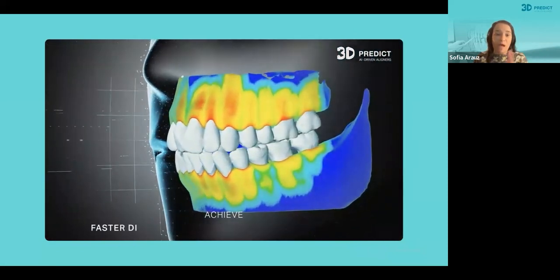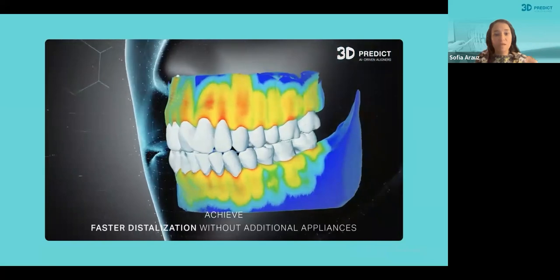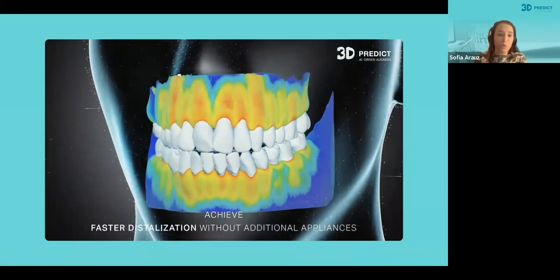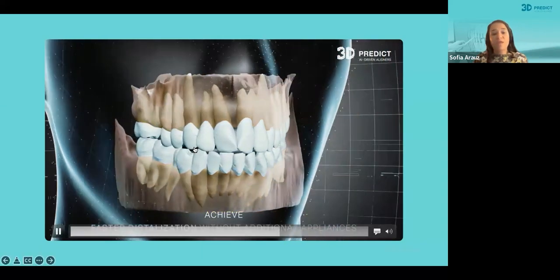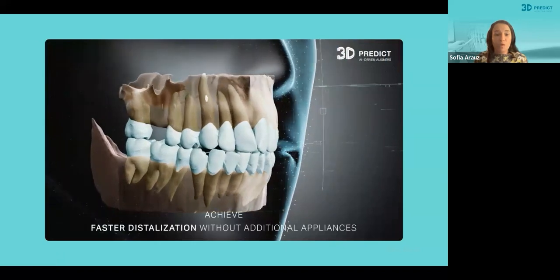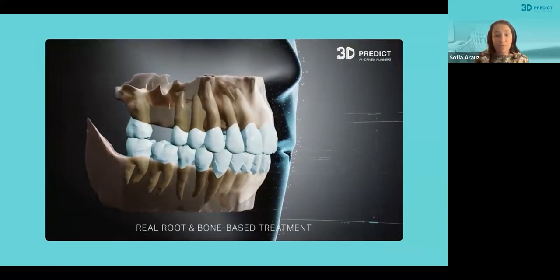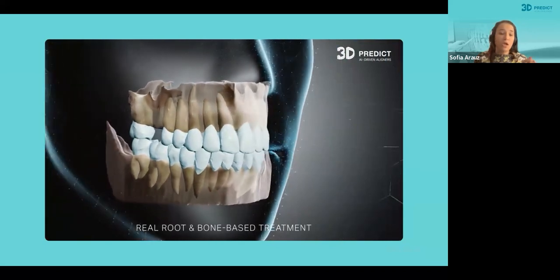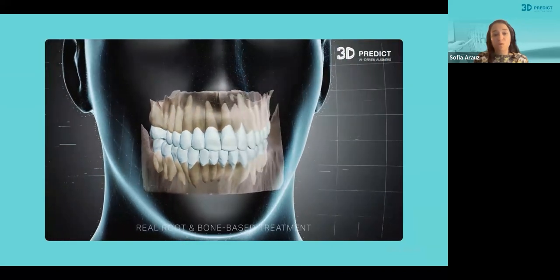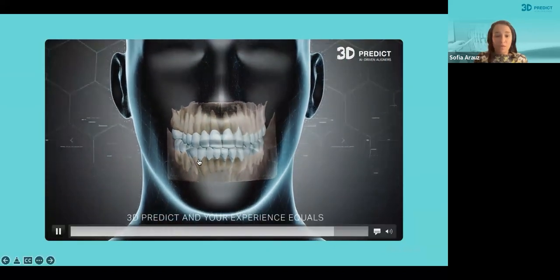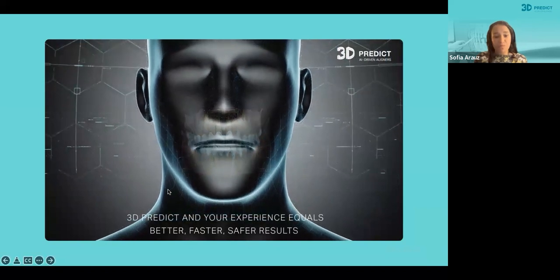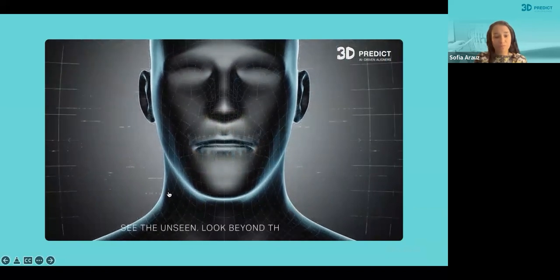And it's a color map. So the more red you see, the less width you have, the more blue is the more width. And then you have the root module, which gives you the movement of the roots at every aligner step. So you can check the angulation, you can check if they're leaning towards the sinus, you can check everything that is happening with those roots until the end of the treatment.